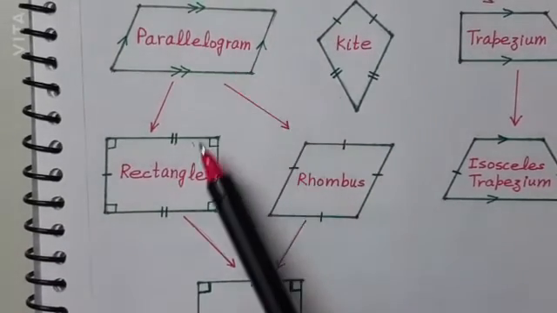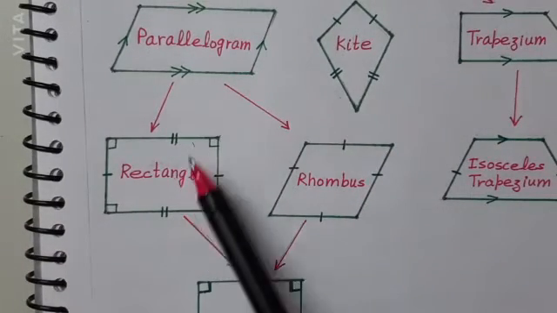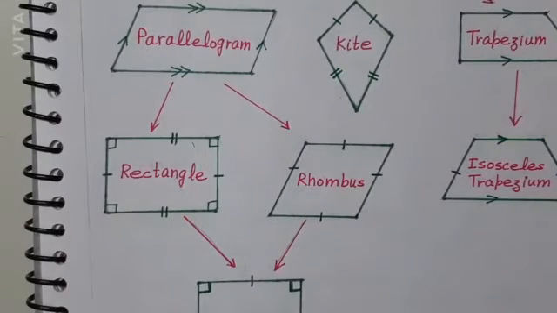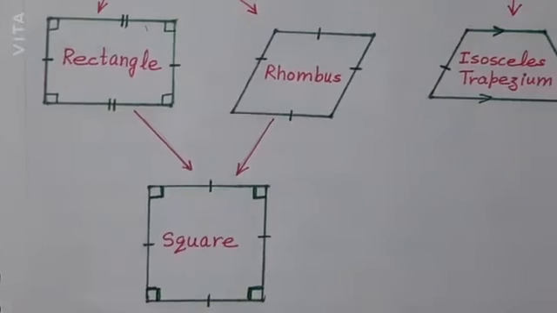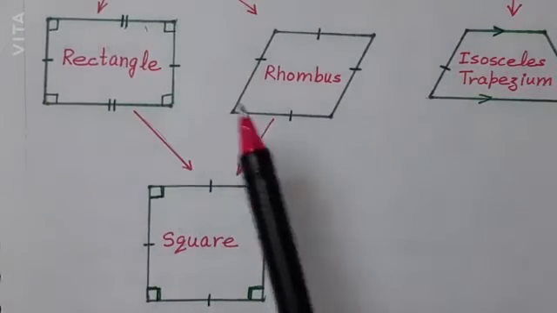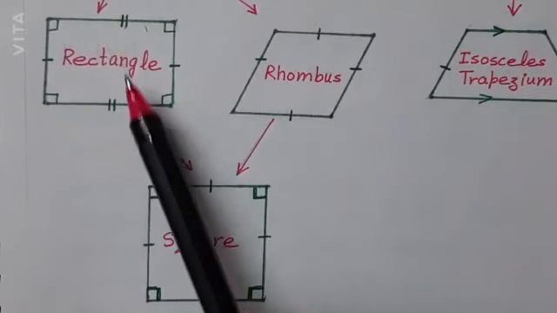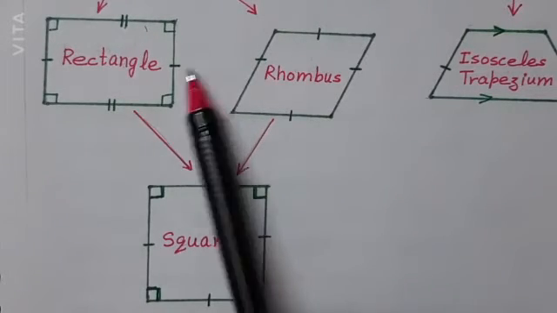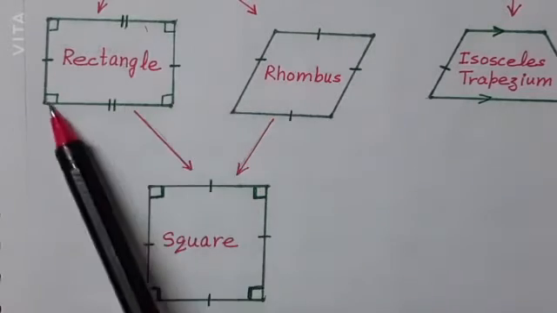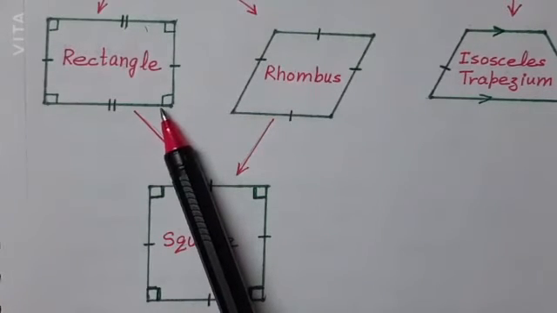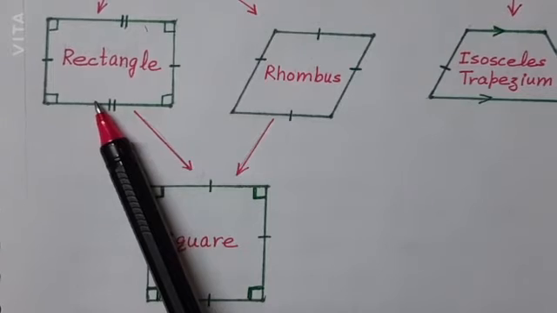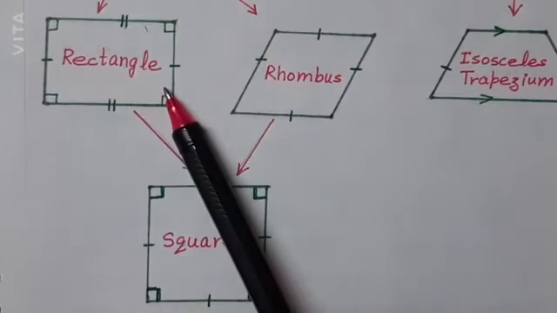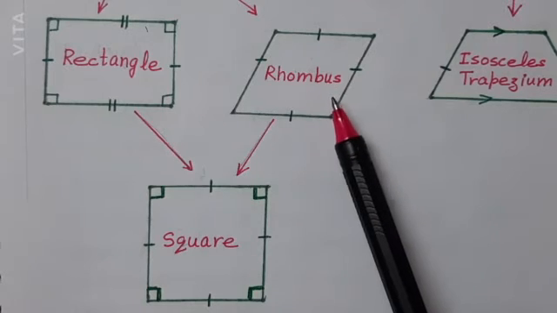A parallelogram can be a rectangle, a parallelogram can be a rhombus, and a parallelogram can be a square. Now see, in a rectangle, opposite sides are equal as well as parallel, and all the angles are 90 degrees each. Also children, in a rectangle, both the diagonals are equal. Clear?